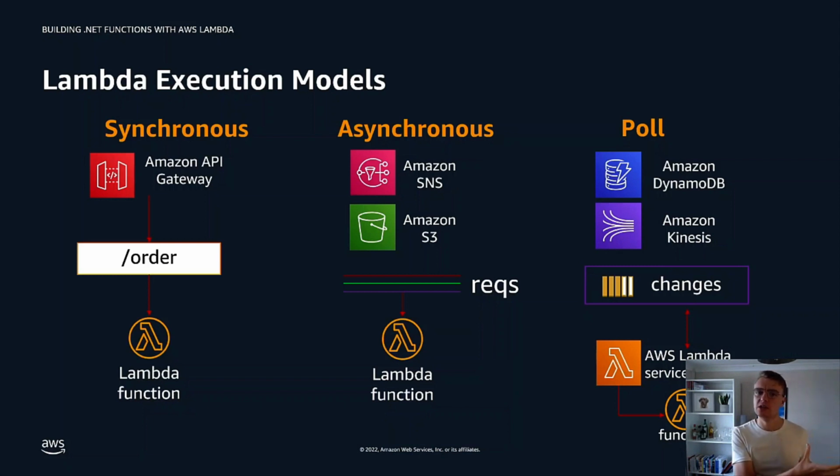The response of the Lambda function will get passed back to API Gateway, and API Gateway will return a response to the caller. There's also, if you're using the SDK, a synchronous invoke method on the SDK, which will do the same in your application code.